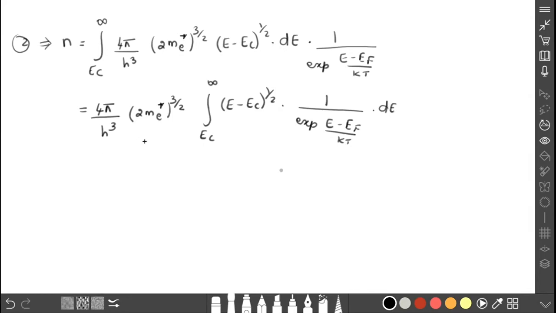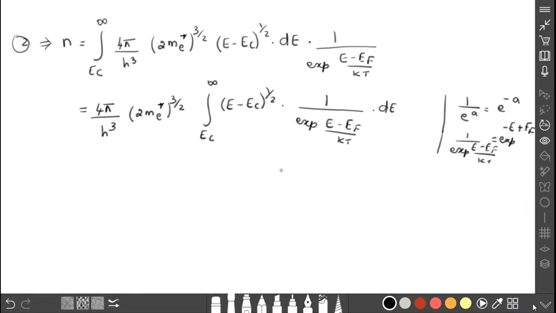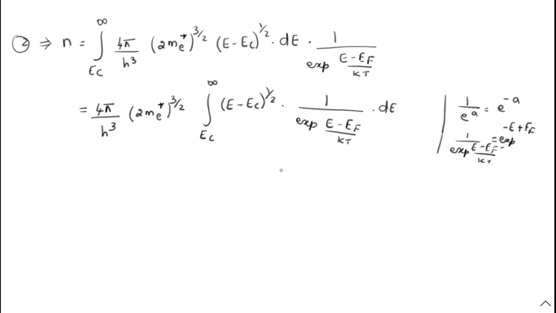Okay, so the next step is 1 by exponential. I am going to take this exponential to the numerator. That means if 1 by e power a is there, I can write it as e power minus a. So accordingly I am going to take this term up to the numerator. 1 by exponential of E minus EF divided by KT: if it is going up, the sign will change. Exponential of plus E will become minus E, and minus into minus will become plus EF divided by KT.